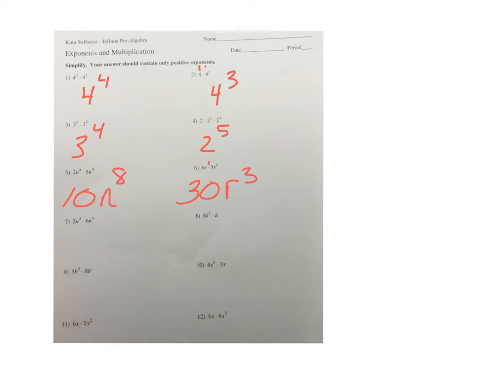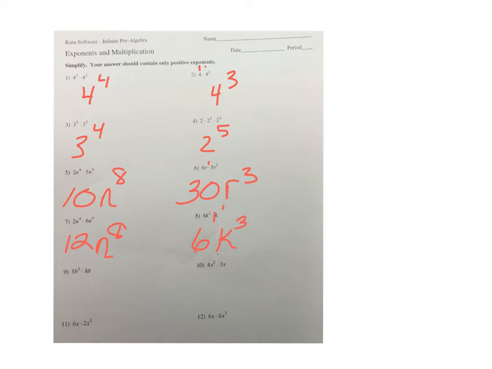Number 7, multiply the coefficients. 12, keep the base n, add the exponents. 8. Number 8, we have coefficients of 6 and 1. There's a 1 in front of that k, and there's also a 1 for an exponent. So 6 times 1 is 6, keep the base k, add the exponents. 2 and 1 is 3.